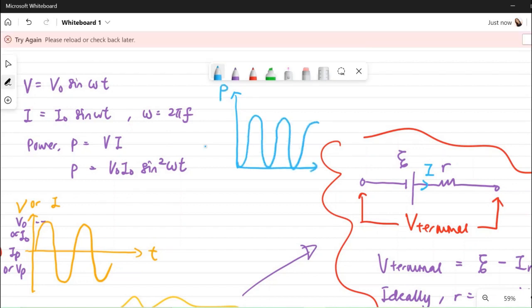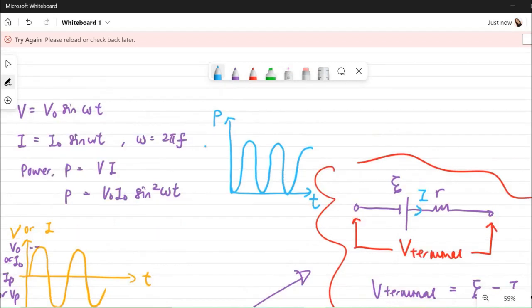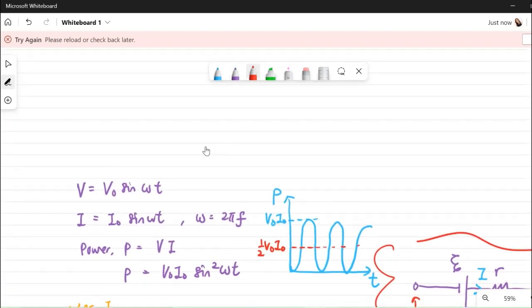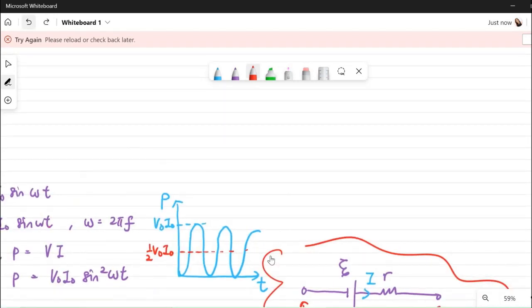Okay, so this is the power, and the x-axis will be t, where the maximum value of the power is the product of V naught and I naught. We can also get the average. The average of the power is actually half of V naught I naught, right? So this is the average of the power. We can also derive the expression for the average power, other than from the graph, which is equal to half V naught I naught. To derive it, you can refer to this expression.